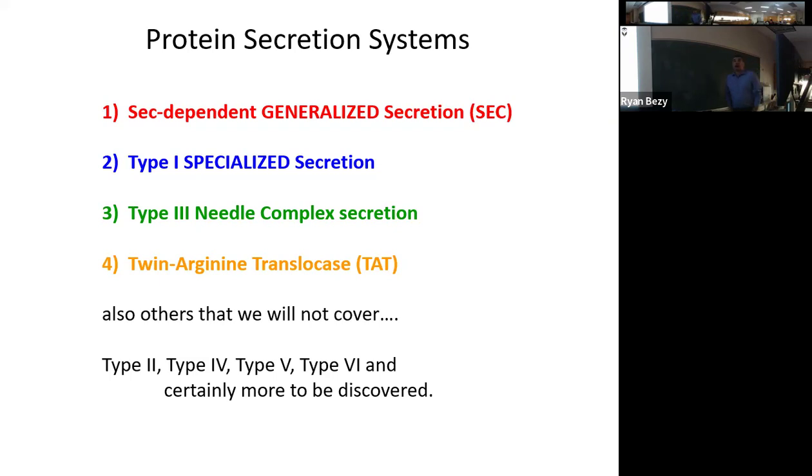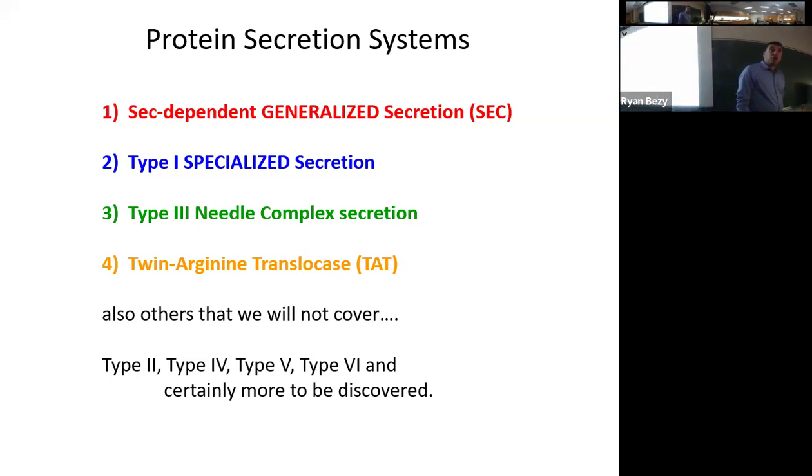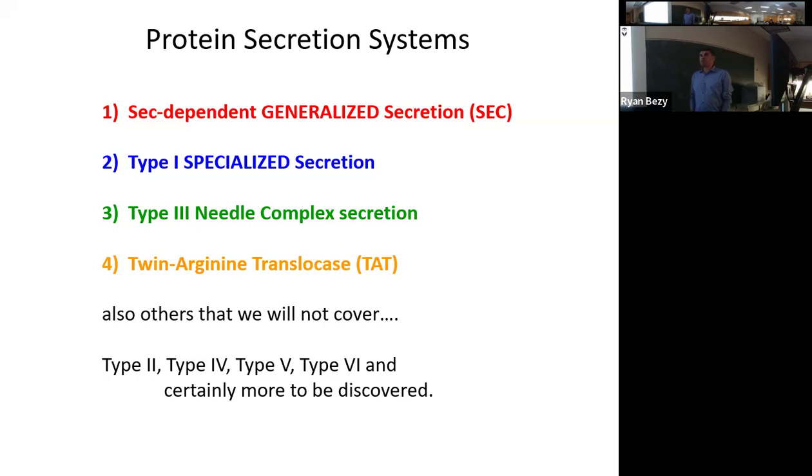Now, different kinds of bacteria have different secretion systems. I'm going to go through some examples. We're going to talk about sec-dependent, or what's called generalized secretion. We're going to talk about type 1 specialized secretion, type 3 needle complex secretion, twin arginine translocation secretion. These 4 are the ones I'm going to go through in detail, but they are some of the more common ones.